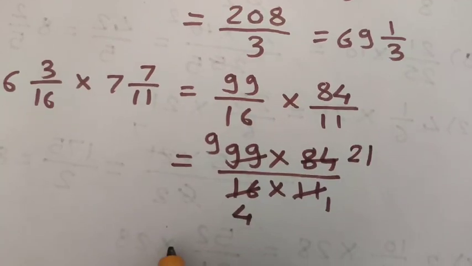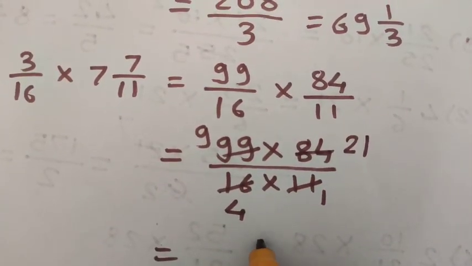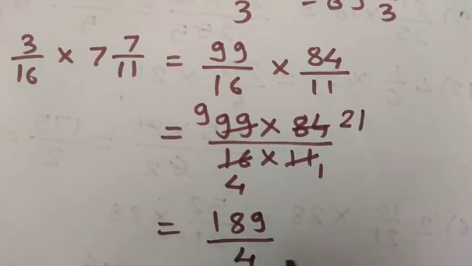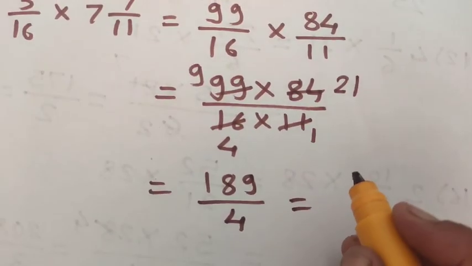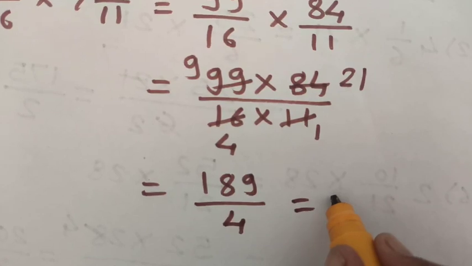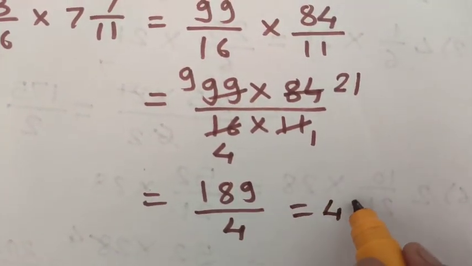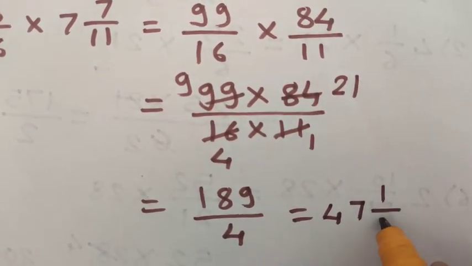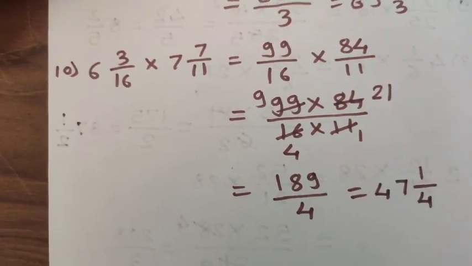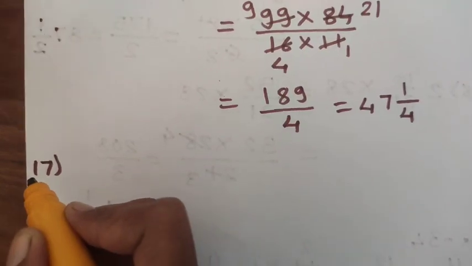Okay. Now 21 9s multiplication, that is 189 upon 4. Divide and write mixed fraction. 4 4s are 16, 2 remainder 29, 4 7s are 28, 1 remainder by 4, 47 integer 1 by 4. Now 17th question I am solving.